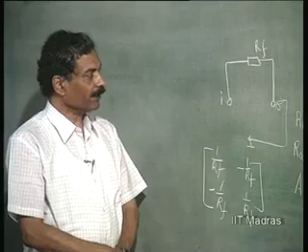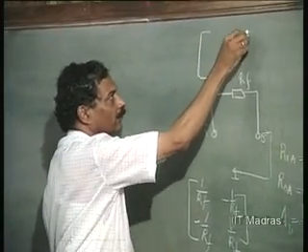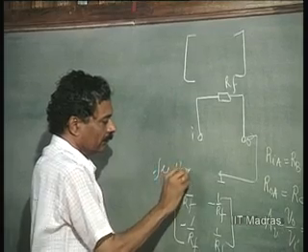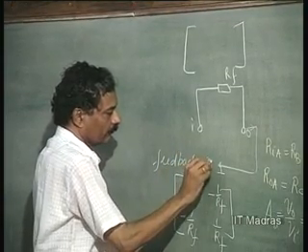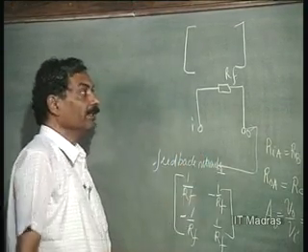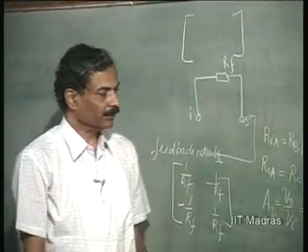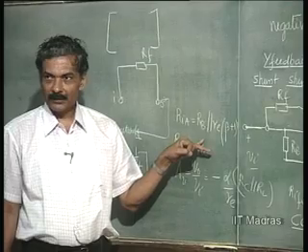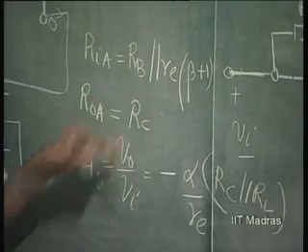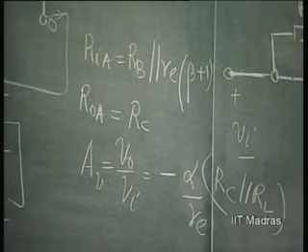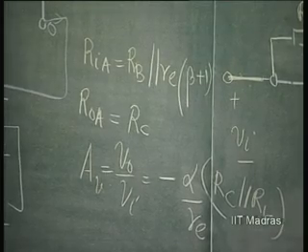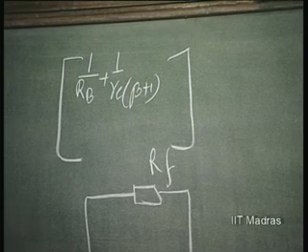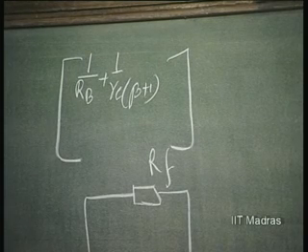What is the Y parameter of the amplifier? This is for the feedback network. What is the Y parameter of the amplifier? Let us see. 1 over input impedance is the input admittance. So, 1 over RB plus 1 over RE into beta plus 1, that is the input admittance, right.